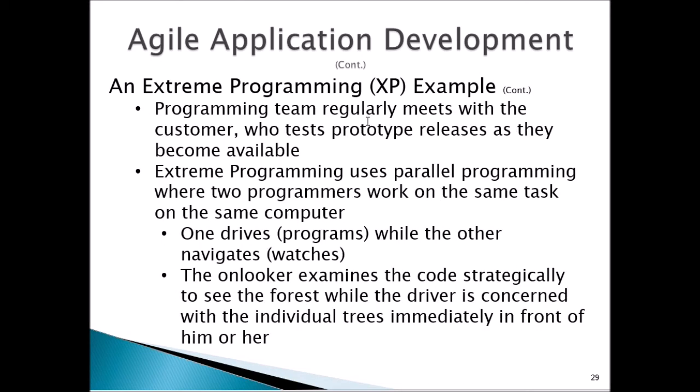The programming team regularly meets with the customer, who tests prototype releases as they become available. So they continually develop, test, develop, user test. Extreme programming uses parallel programming, where 2 programmers work on the same task on the same computer. So it's like a team of 2 people. One drives or programs while the other navigates. The onlooker can examine the code strategically to see what's going on as the other person is driving. It's kind of like having a co-pilot on an airplane.